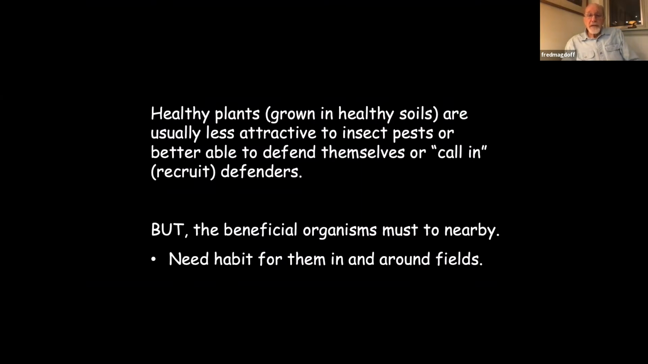Okay, so healthy plants grown in healthy soils are usually less attractive to insect pests, or they're better able to defend themselves, or, just like what I talked about, call in or recruit defenders that will protect them. But don't forget, you have to have the beneficial organisms nearby, if we're talking about these little wasps, let's say. So you need habitat for them in and around the fields, all right? If you show just the next slide.